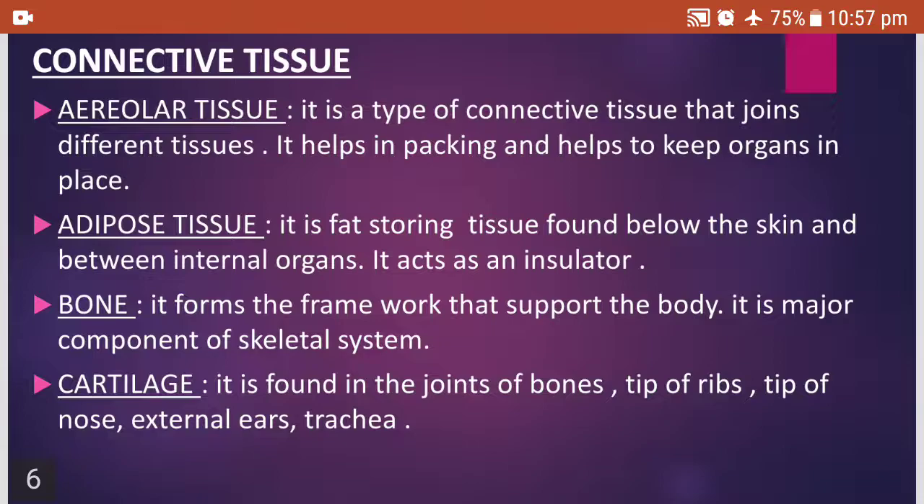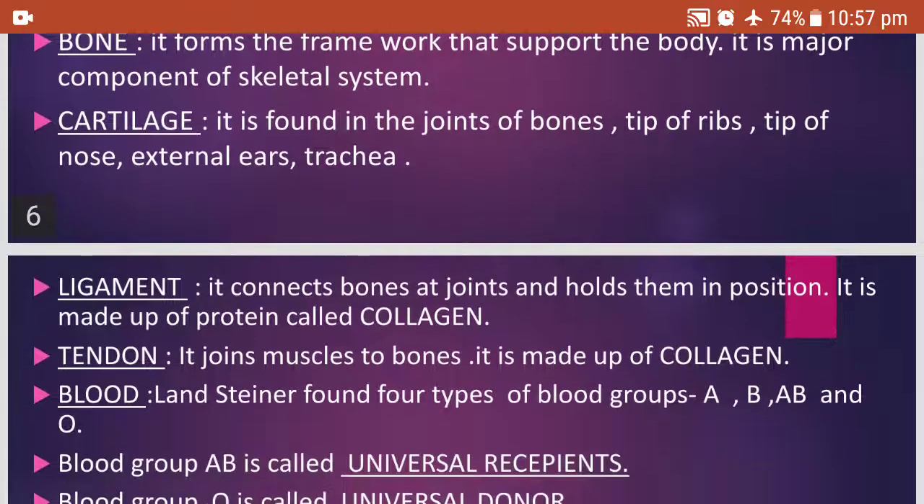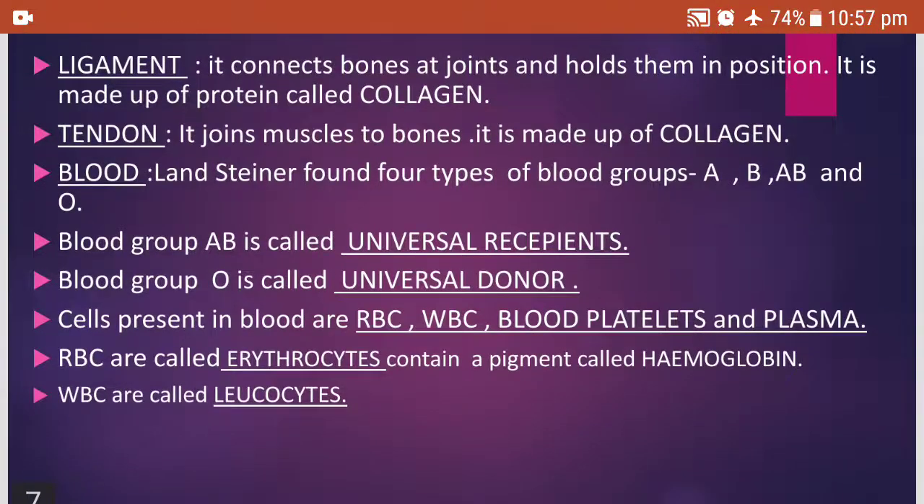Bone forms the framework that supports the body. It is a major component of the skeletal system. Remember, bone is also one of the types of connective tissue. Cartilage is found in the joints of bones, tips of ribs, tip of the nose, external ears and trachea. Cartilage is also a type of connective tissue.